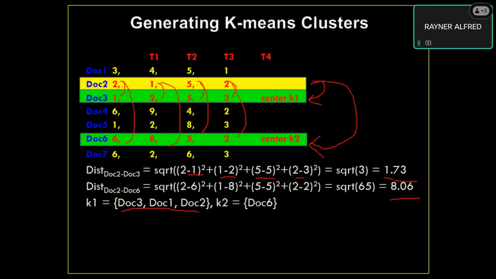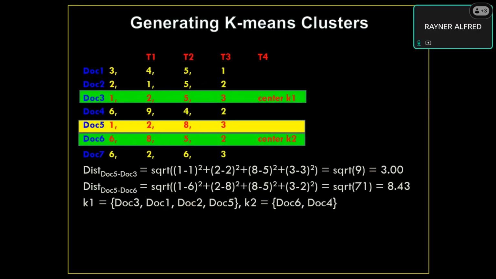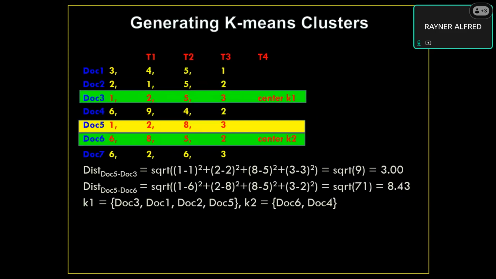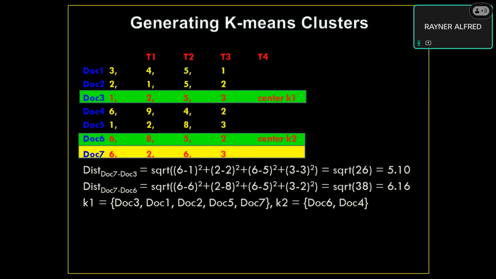What about document 3? Document 3, we also need to compare, but since it is itself in there, no need. Okay? So next will be documents 4 and 5. Document 4 is nearer to document 6 because the value is lower here. So we put document 4 with document 6, and document 5 with document 3, and document 7 with document 3. So finally we have this.